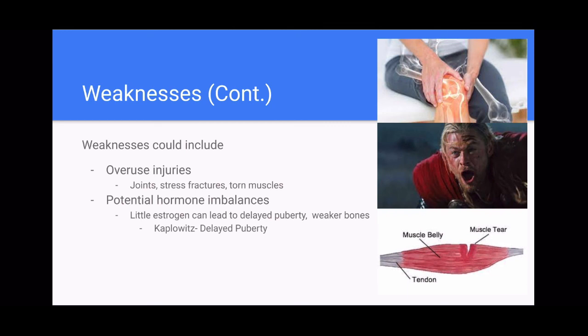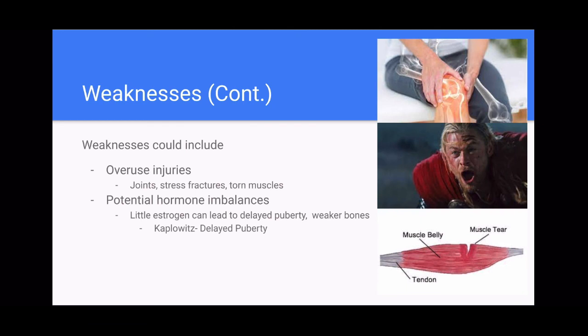Another potential weakness that he has is his hormone imbalances. Because he does seem to have an excessive amount of testosterone, it could be implied that he has a low estrogen amount. And low estrogen can lead to delayed puberty and weaker bones, which could also allow him to get injured more easily with the overuse injuries.